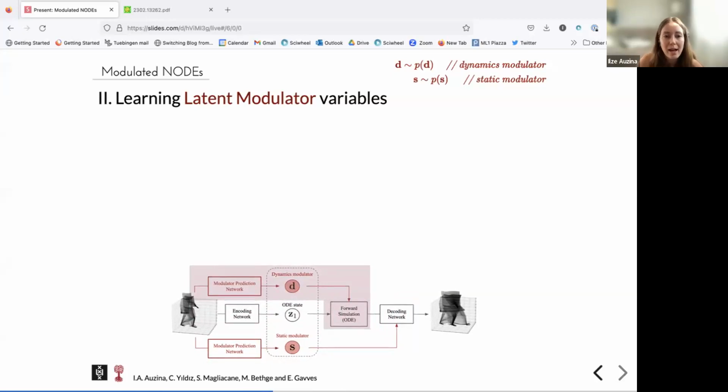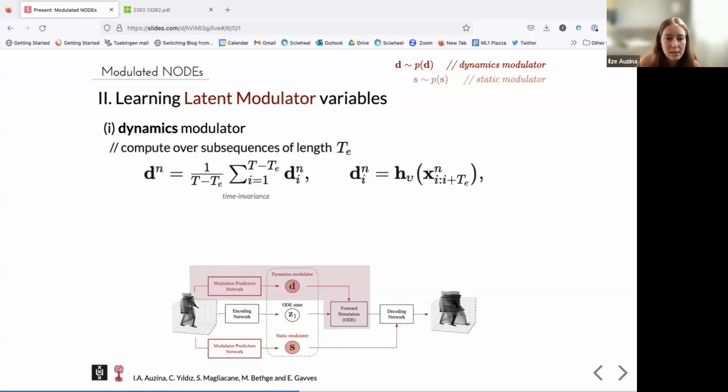On the other hand, we have the dynamics modulator, the upper part of the network. It's quite similar in the sense that, again, we take it from the input data. The main difference is that the dynamics modulator you need to compute over subsequences of length T_e. As an example, in the context of the pendulum, the length of the string is a dynamics modulator. In order to compute this, you need to estimate acceleration, but of course, you cannot estimate acceleration from a single frame. You need subsequences of multiple frames.